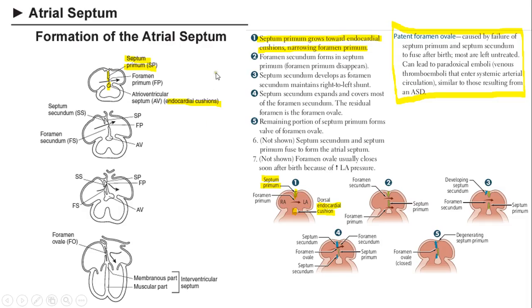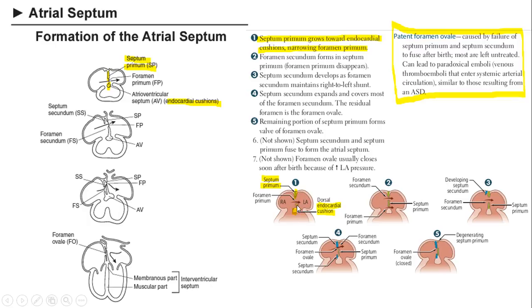Okay, so let's talk about some of the development here. The atrial septum. What happens here is the septum primum grows towards the endocardial cushions, narrowing the foramen primum. It's the first thing that happens. This is the septum primum here, this little thing, and it grows toward the endocardial cushions. Here's the endocardial cushion.